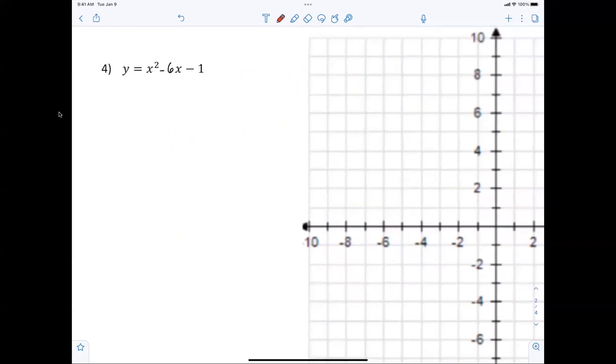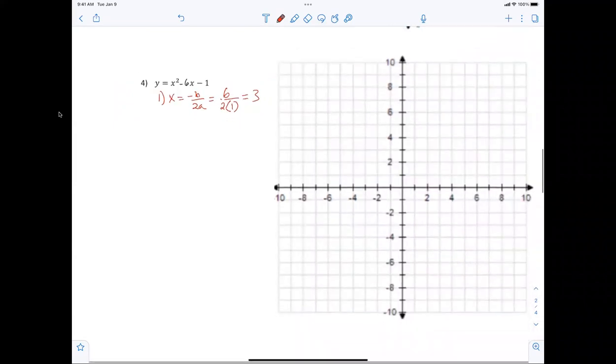You write down x equals negative b over 2a. So let's start with that. Number 1, x equals negative b over 2a. So in this case, negative b is going to be 6 over 2 times 1, and it's 3. So everybody's going to go to x equals 3. Graph the axis of symmetry, x equals 3.